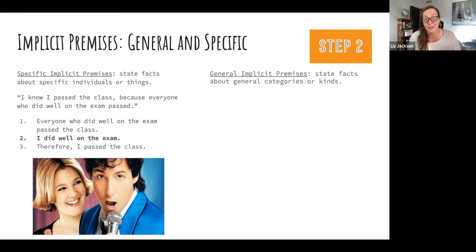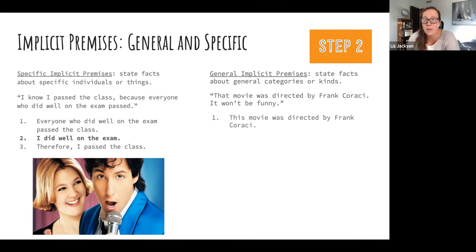Here's where it gets a lot trickier, and that's when there's a general implicit premise. A general implicit premise states facts about a general category or kind. And these are a lot harder because it's hard to tell what is the category or kind that the author has in mind. So here's an example. That movie was directed by Frank Carracci. It won't be funny. So let's say someone says that and you're trying to reconstruct their argument. You might say, premise one, this movie was directed by Frank Carracci. All movies directed by Frank Carracci aren't funny. So notice we're adding a general implicit premise. It's about all of the movies directed by Frank Carracci.